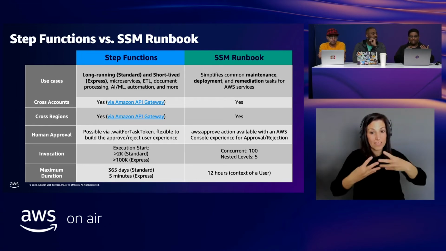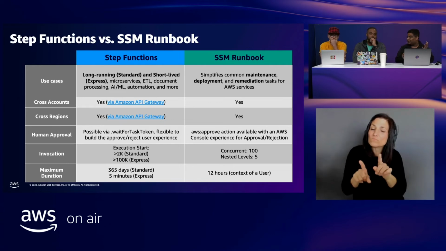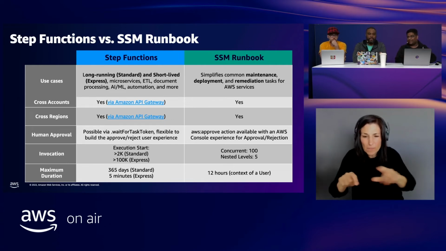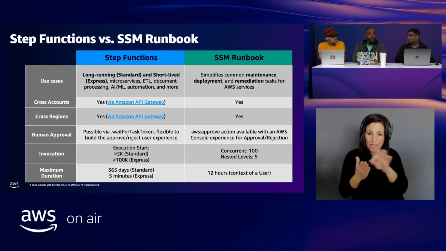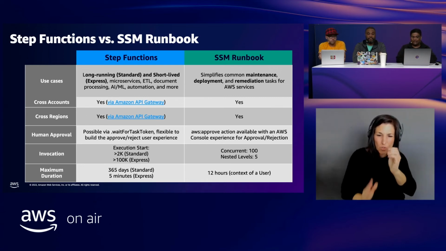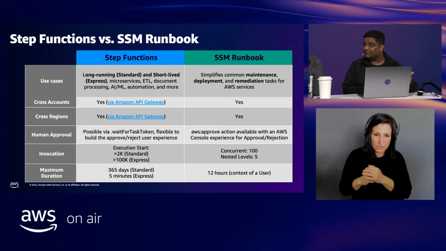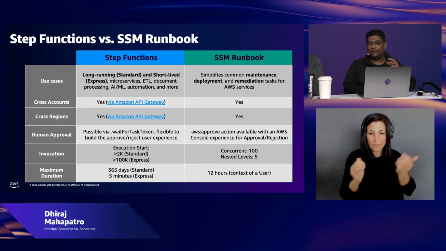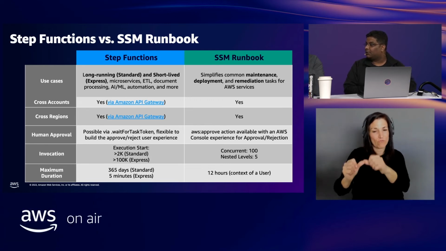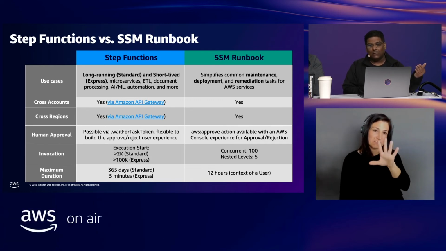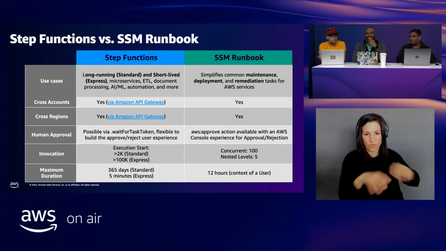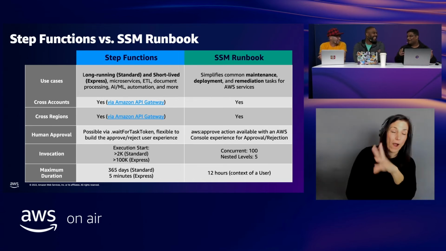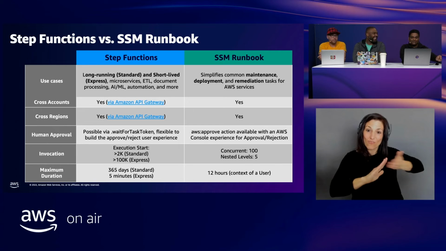Comparatively, in the SSM Runbook, you can definitely do maintenance, deployment, and remediation tasks. Other comparisons, yes, you can do cross-region, cross-account in Step Functions using API Gateway. You can also do human intervention like you would do in SSM automation using Step Functions. Invocation rate is relatively higher in Step Functions compared to SSM, and the maximum duration of your state execution stays for 365 days for standard workflow and 5 minutes for express workflow. 365? Yep. Wow. So if you think of a long-running task and you want that task to wait, then standard Step Functions provides you that feature.